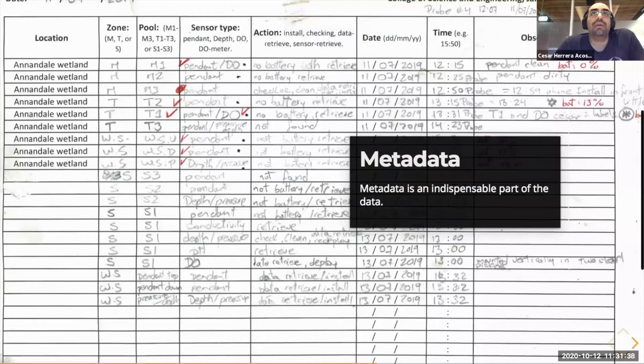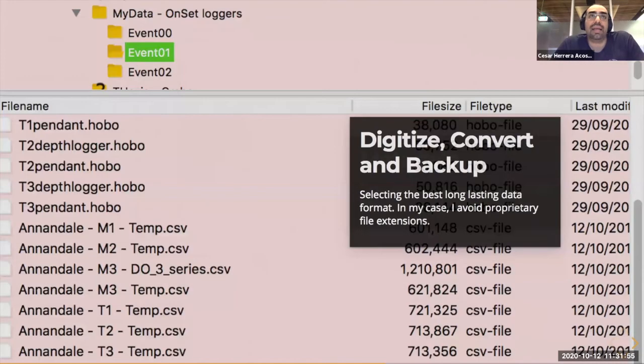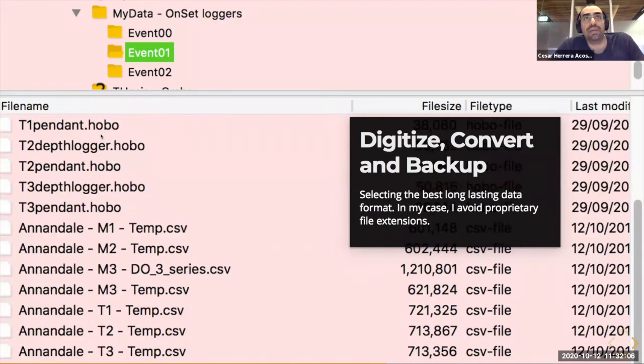So what do I do when I go to the field? I collect the meta information about the sensor: what time I install it, what time I retrieve it, was the battery low or high. Of course, this is indispensable information that I should consider when analyzing my data. The next thing that I do, I don't know if you can see my cursor, the .hobo format is the proprietary file system that they use. So the next step, once I collect this, is that I convert all files to CSV, that is a friendly file system. And it's going to be able to last longer.